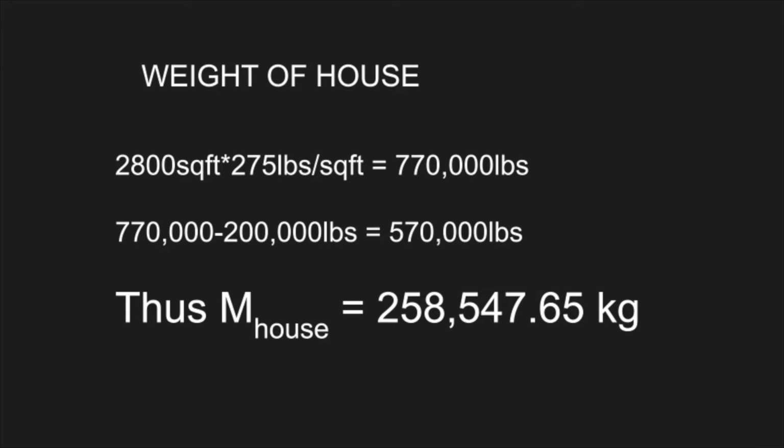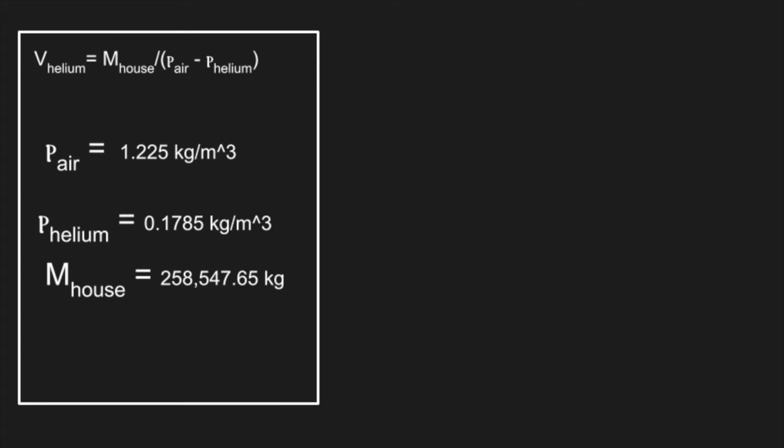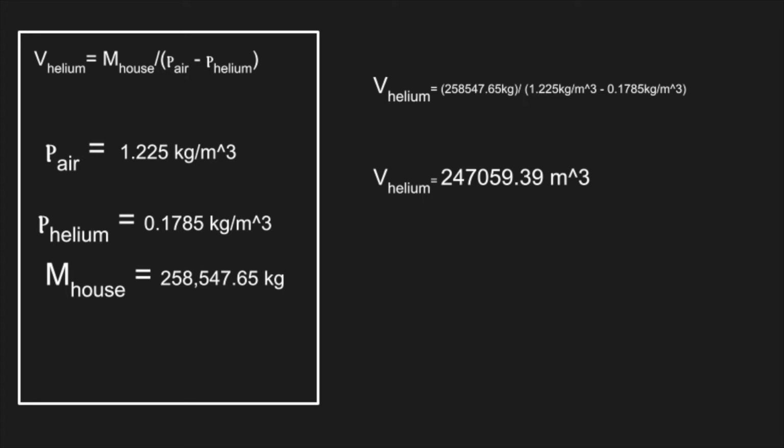Thus, we can conclude that the house in Up weighs 570,000 pounds, or about 258,547.65 kilograms. Given this information, we have everything we need to solve for the volume of helium. Air density is 1.225 kilograms per meter cubed. Helium density is 0.1785 kilograms per meter cubed. We could plug it in and it comes out to 247,059.39 meters cubed. So how many balloons is that exactly?